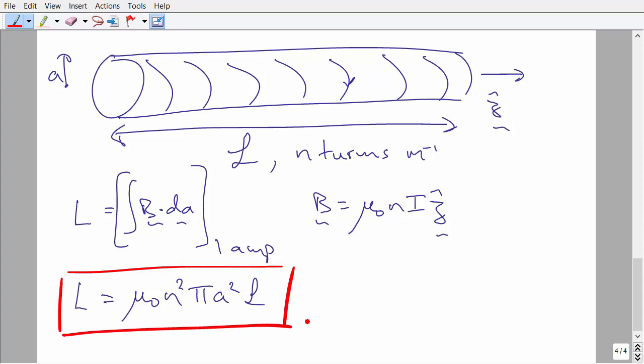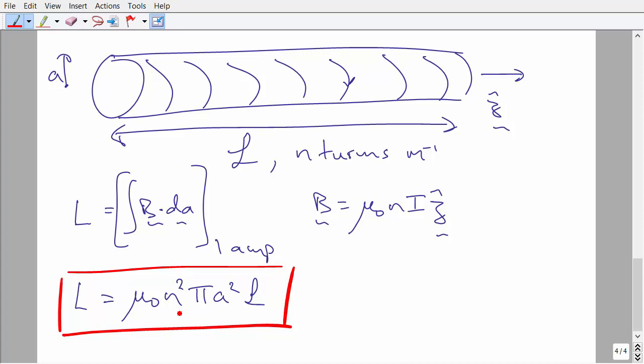Of course, if I wanted the inductance of the solenoid per unit length, I could remove this length here. What you'll notice is that the inductance for a long solenoid scales as the number of turns per unit length squared. And the reason for that is that we get one factor of n from the magnetic field, and we get another factor of n from the total number of turns in the solenoid.